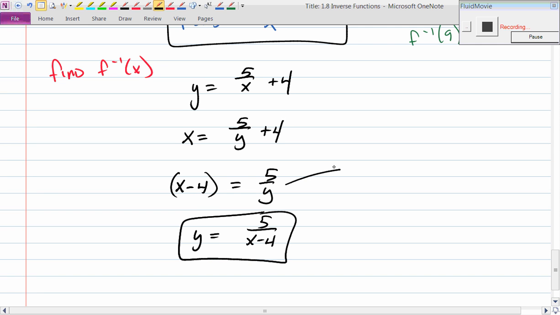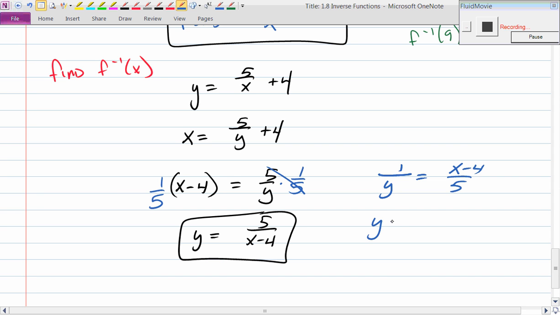Now here's what people do. They get mixed up here. A lot of people do this. They multiply by 1/5 on both sides? No, you would multiply by y over 5 on both sides. Nah, most people do this. They'll multiply by 1/5, and they'll say 1 over y is equal to x minus 4 over 5. But that's not solving for y.